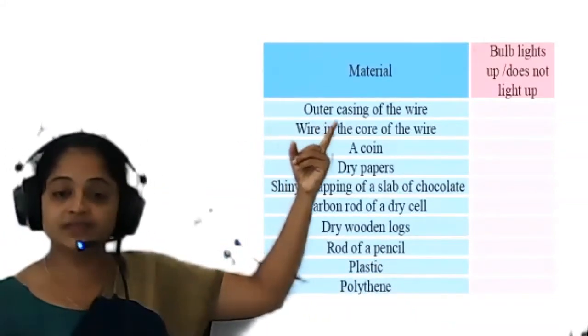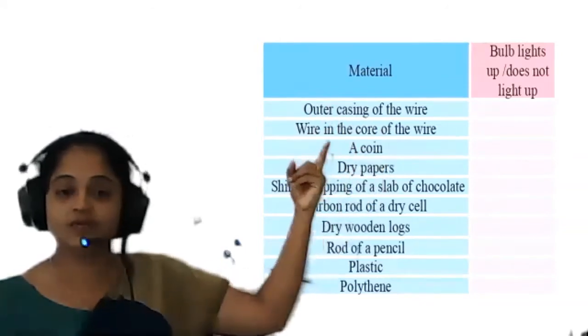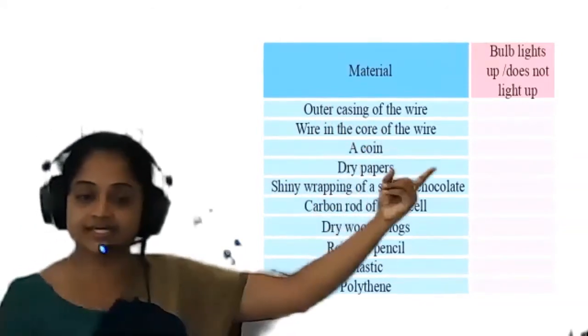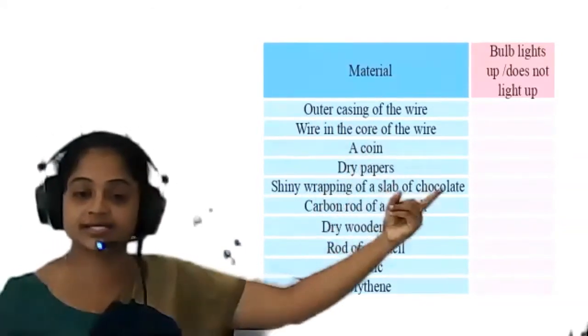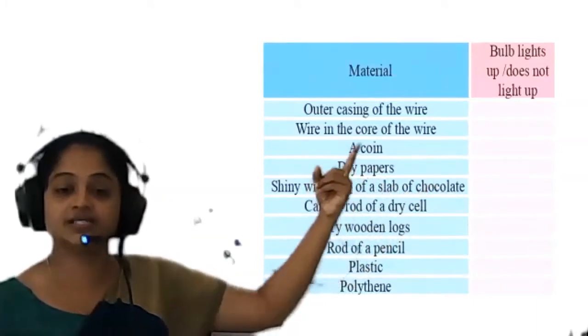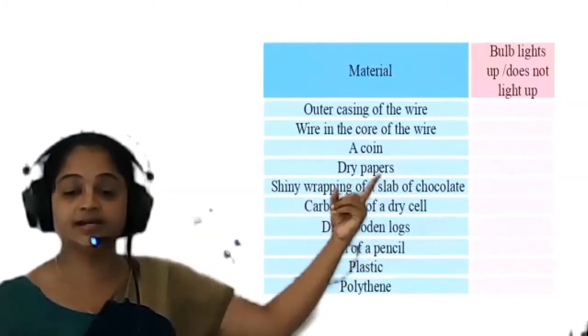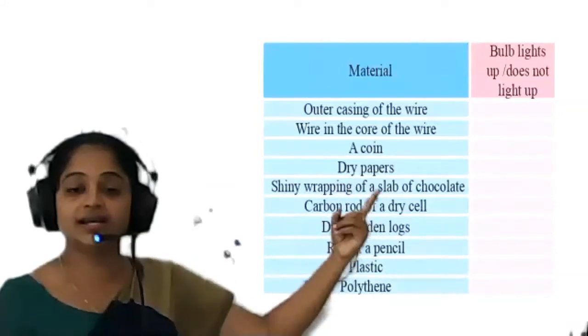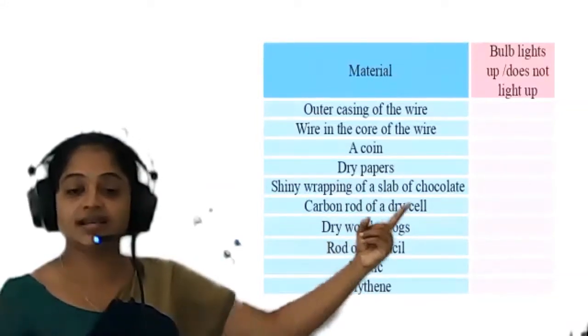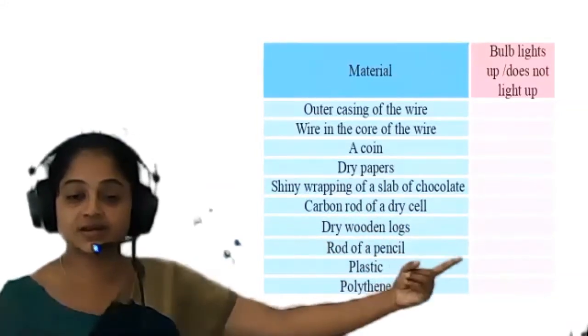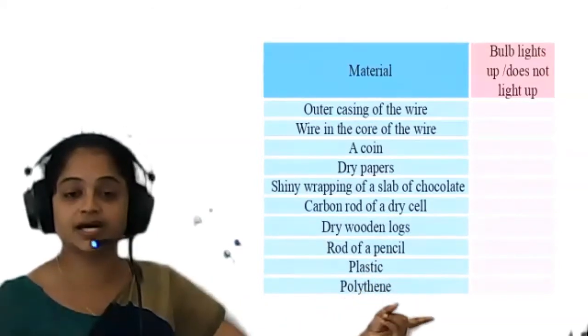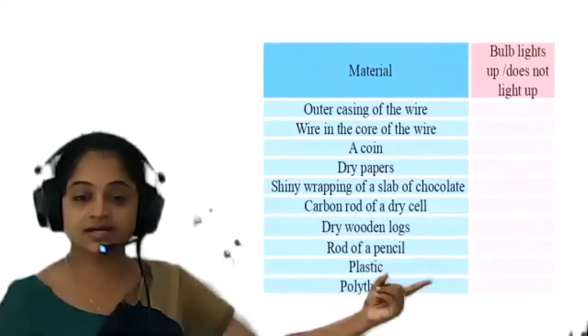Outer casing of the wire does not light up. Wire in the core of the wire lights up. A coin lights up. Dry papers do not light up. Shiny wrapping lights up. Carbon rod lights up. Dry wooden logs do not light up. Rod of pencil lights up. Plastic and polythene both do not light up.